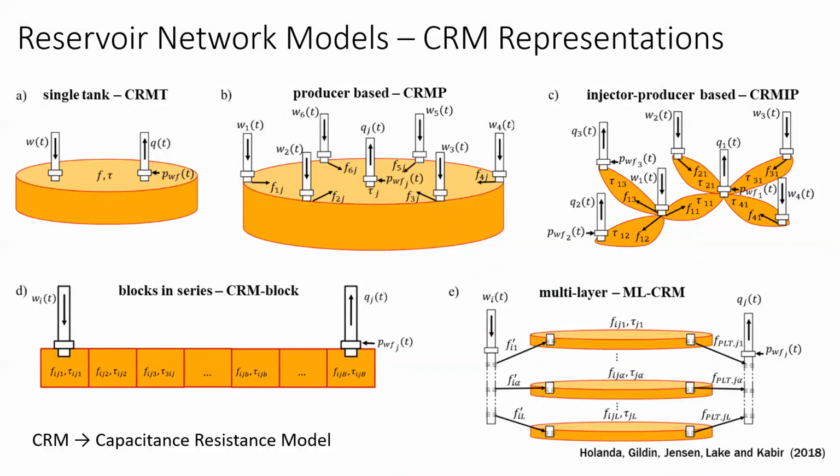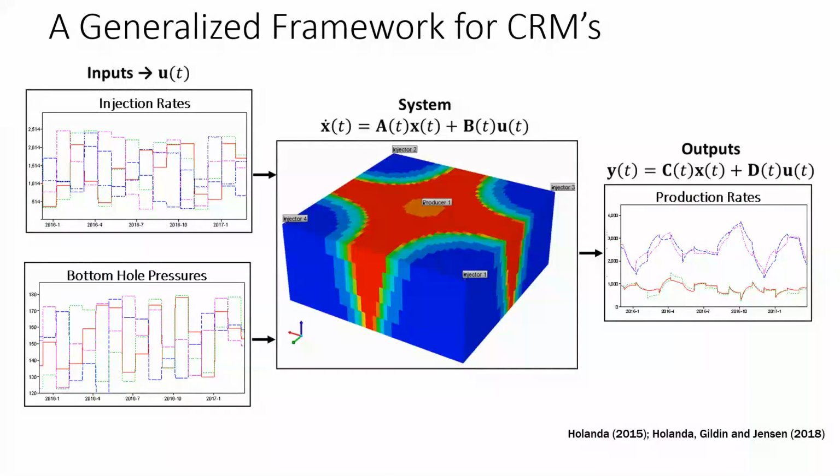On the other hand, the injector-producer based representation, CRMIP, is represented through a network of material balance equations where we have one material balance equation per each injector-producer pair. It turns out that all those CRM representations are linear dynamic systems. Therefore, state space equations provide a generalized framework to represent the dynamics of these systems in the time domain.